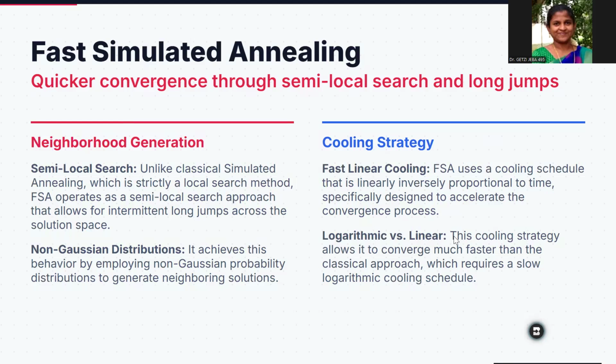There are a few variants of annealing as well. One is fast simulated annealing, which depends on the cooling strategy. What does fast mean? FSA uses a cooling schedule that is inversely proportional to time, specifically designed to accelerate the convergence process. We saw a limitation that it has slow convergence, so the cooling is made quick through longer jumps. It is not gradual, but uses longer jumps. That is fast annealing.